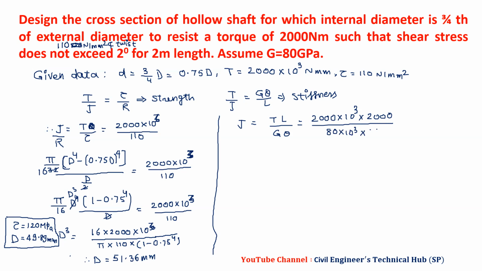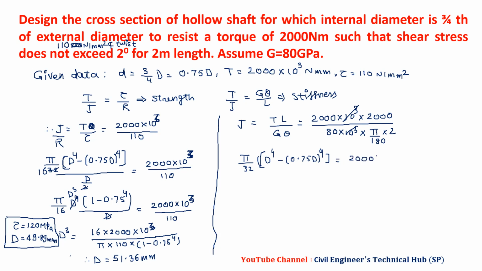And theta is pi by 180 into 2. Now this 10 raised to 3 gets cancelled. And from this we will get value of J, which is pi by 32 D to the power 4 minus 0.75 D to the power 4, and that is equal to, 180 will go up.